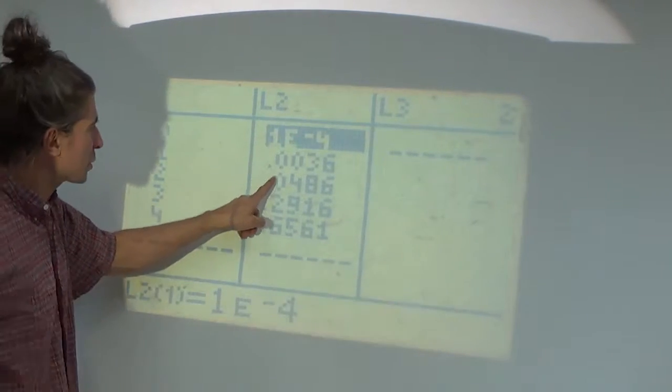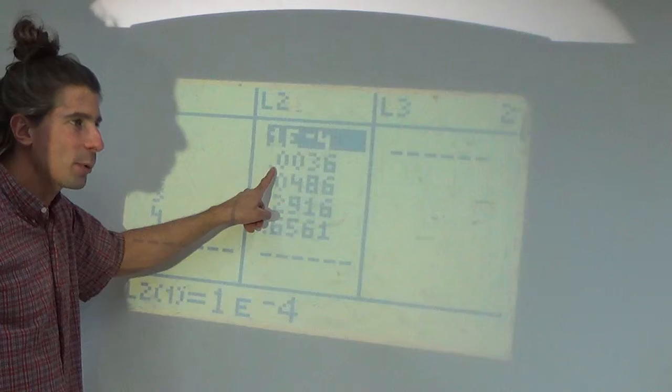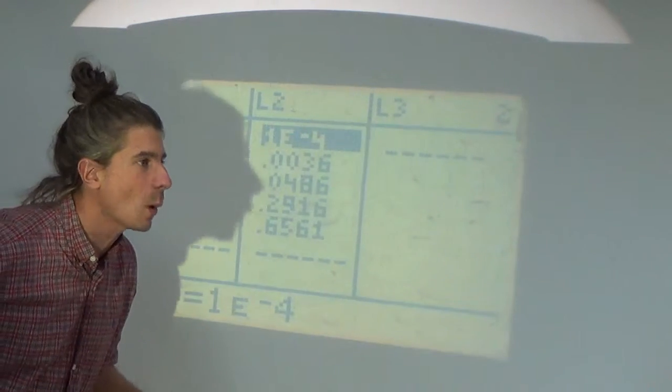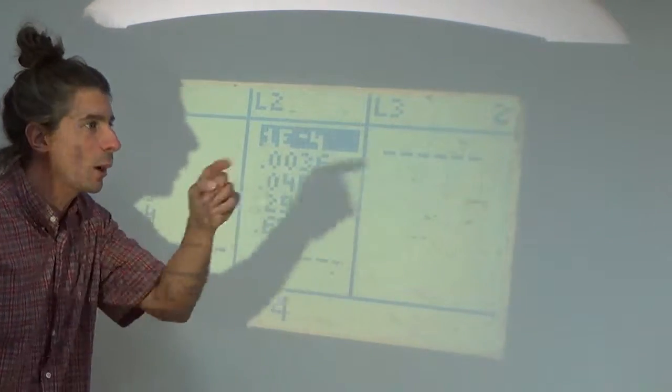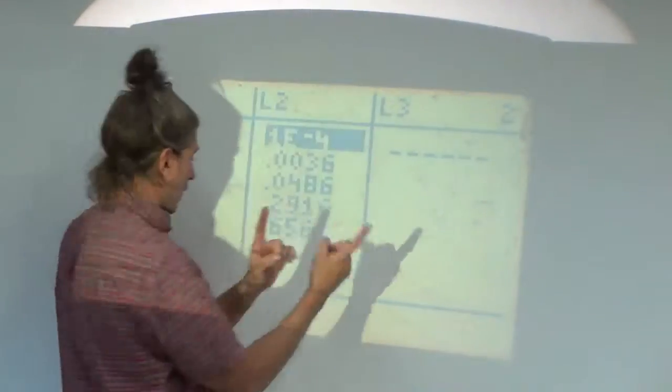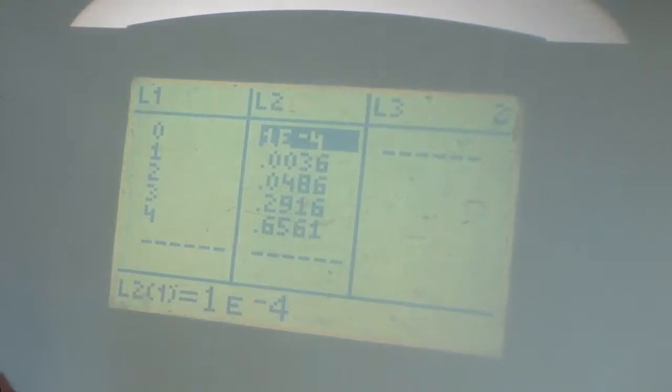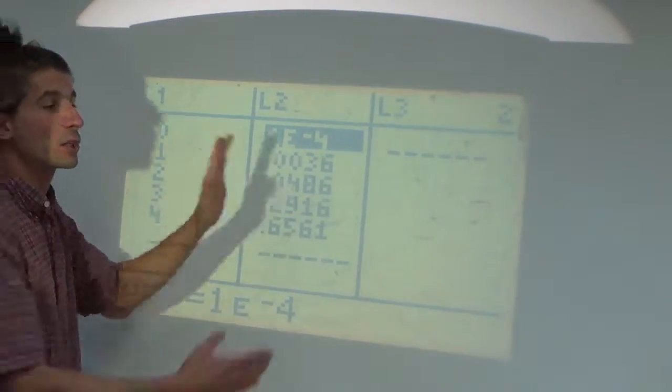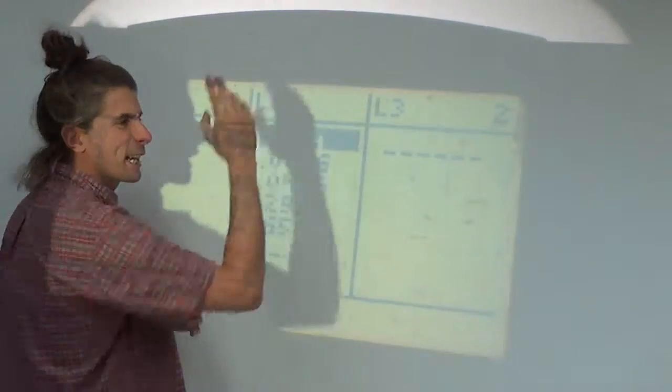So why isn't that 3.6 e to the negative 4? It won't fit, that's why. It's because this is too narrow. It's because it won't fit in the visible space. You have to change it to scientific notation, or you have to change it to a decimal.